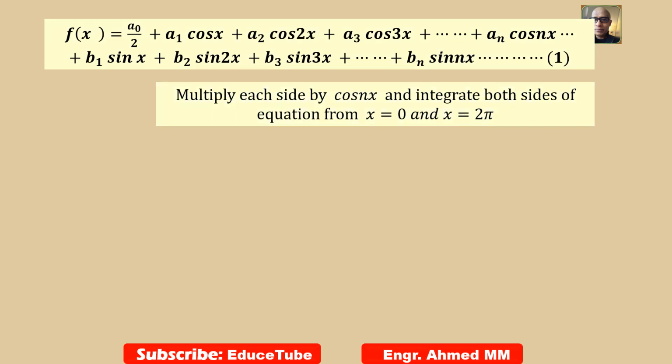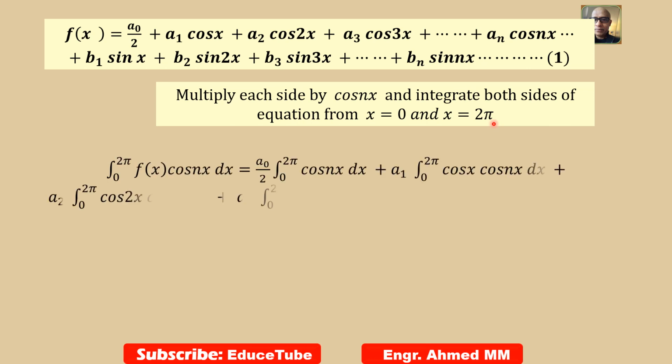Same equation I have written, the Fourier series. So in this case, to find an, what will I do? I will multiply each side by cos nx and integrate both sides from 0 to 2 pi. So let's put the integration sign.